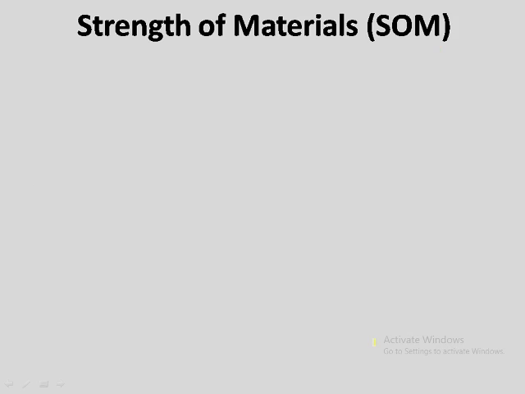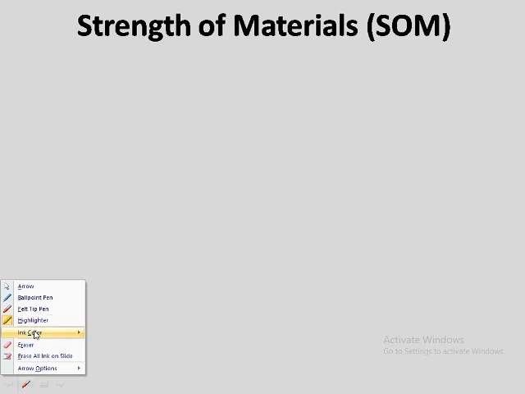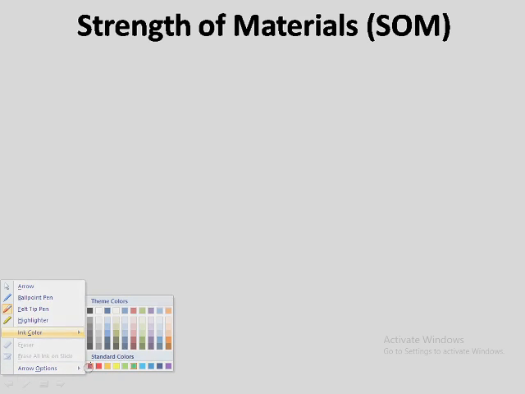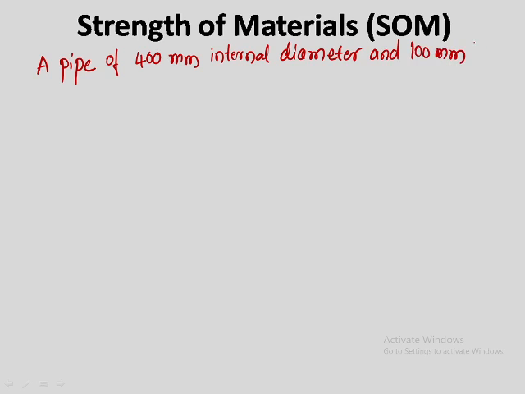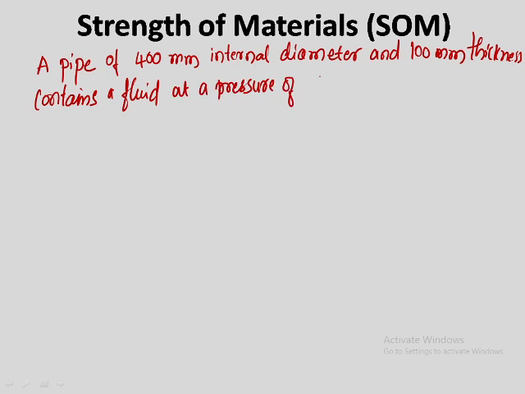Note down a pipe of 400 mm internal diameter and 100 mm thickness contains a fluid at a pressure of 80 megapascal.